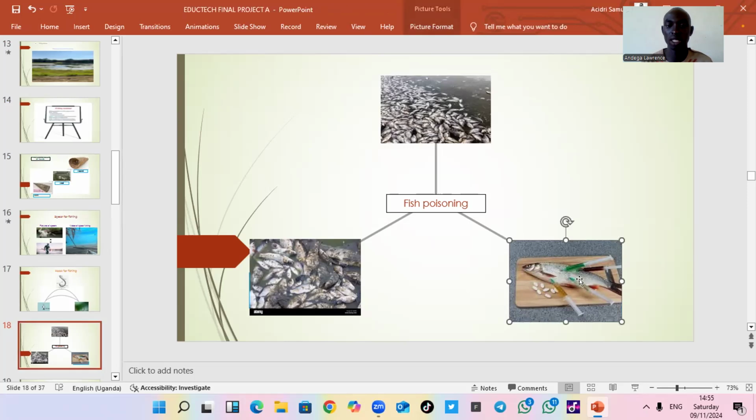And then here, this is whereby the fish is extracted out of the water and it is further poisoned, maybe to stay for some longer period of time. So it is another method of catching fish, whereby the fish is poisoned and then used for a longer period of time. So we have fish poisoning, and this still can be used in the lesson development process.